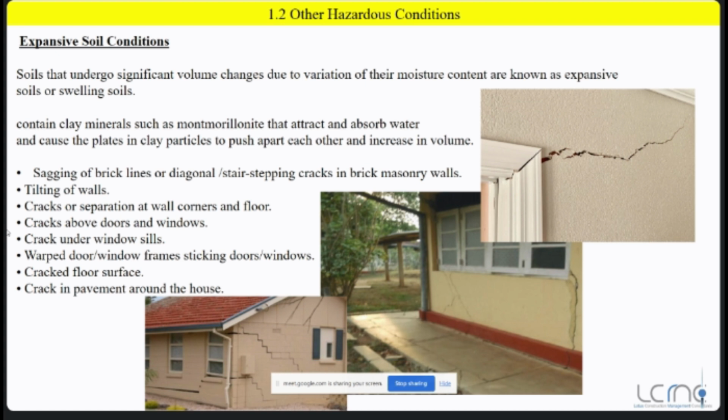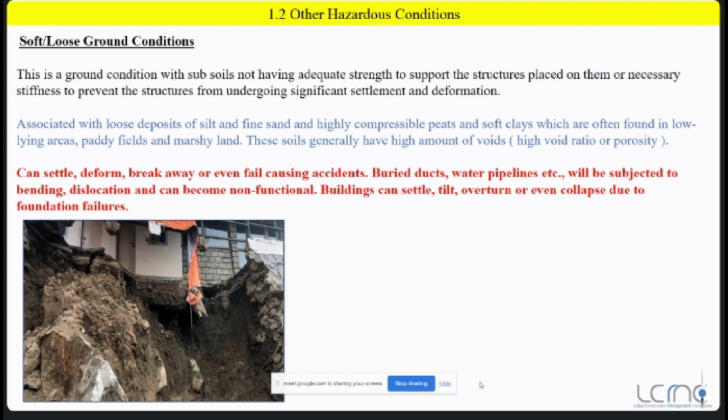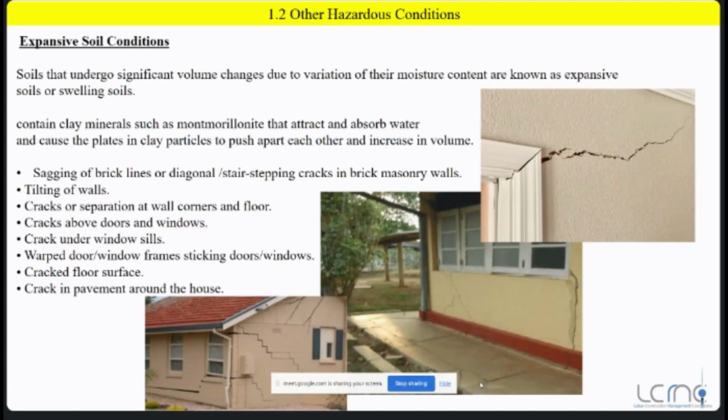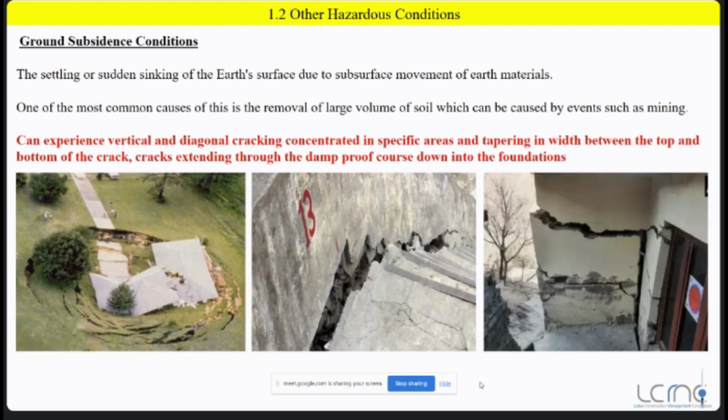So that is that. And also you can see some pavement cracks. If you observe some pavement cracks in your structure, that means under the structure there will definitely be an expansive soil profile. Okay, so there are two types. One is soft or loose ground conditions. The second one is expansive soil conditions. So that is the main hazardous conditions. Okay, the other one. This is a main and very impactful issue compared to the other issues.